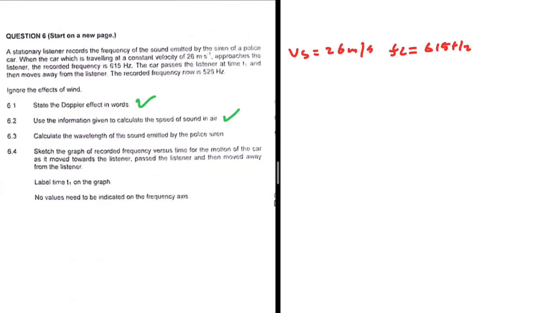The car passes the listener at time t equals 1, and then moves away from the listener. The recorded frequency is now 526 hertz. So towards, we have 615, and when it is moving away, we have FL, which is 526 hertz.